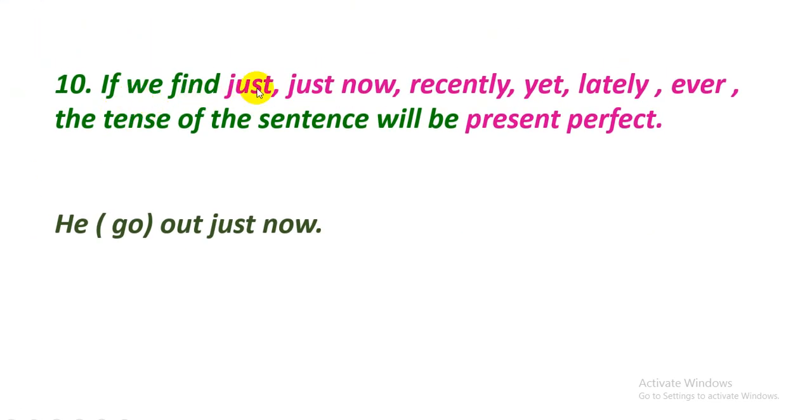If we find just now, recently, yet, lately, ever, the tense of the sentence will be present perfect. The structure of present perfect tense is subject, have/has, V3. Example: he go out just now. Answer: he has gone out just now.